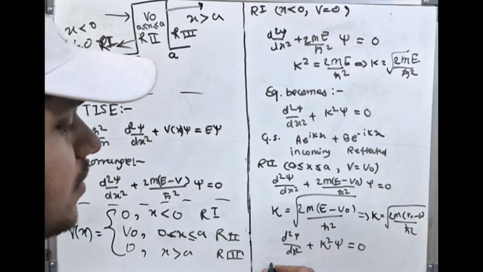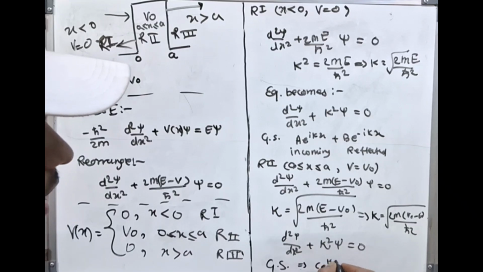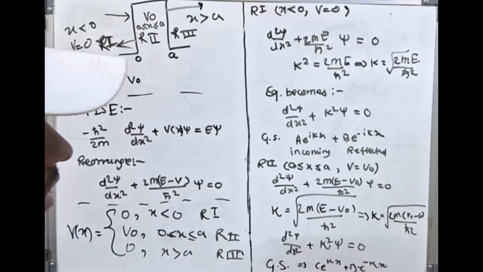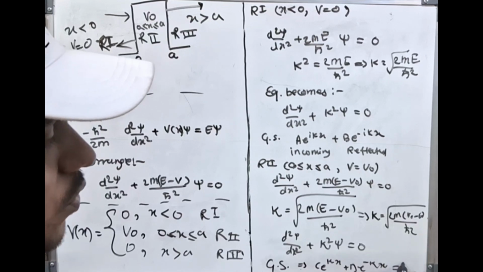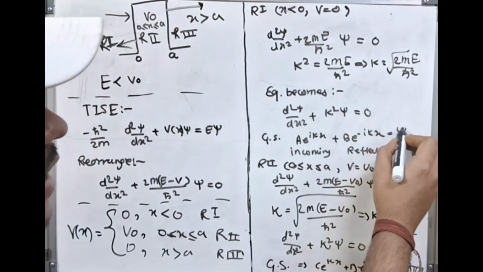Voila. And our general solution according to this is c e raised to kappa x plus d e raised to minus kappa x, which is going to be our psi 2 of x. And by the way, this is going to be a psi 1 of x.